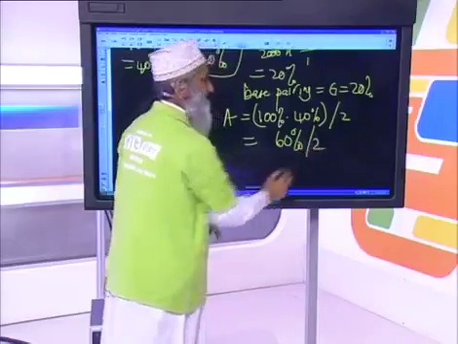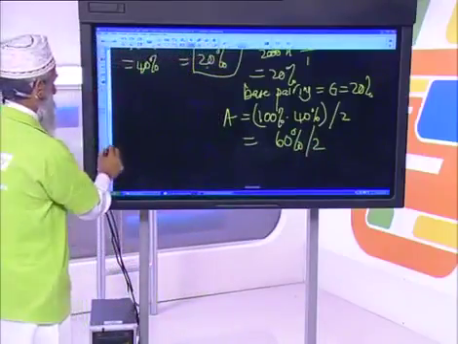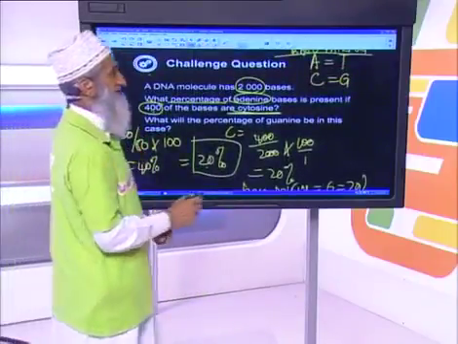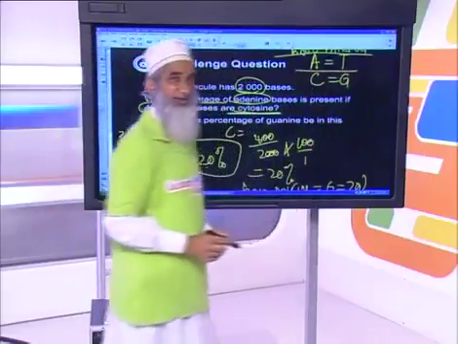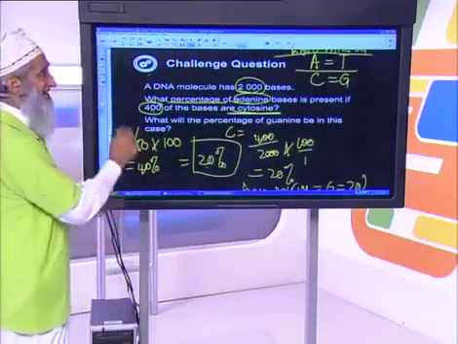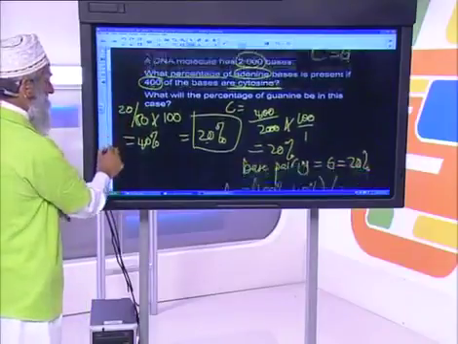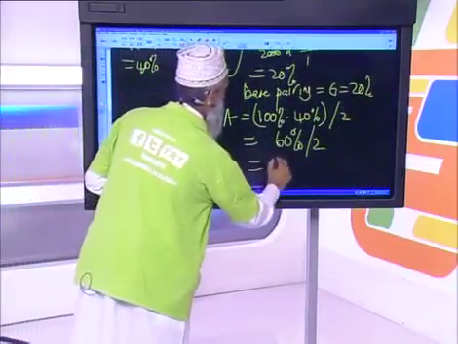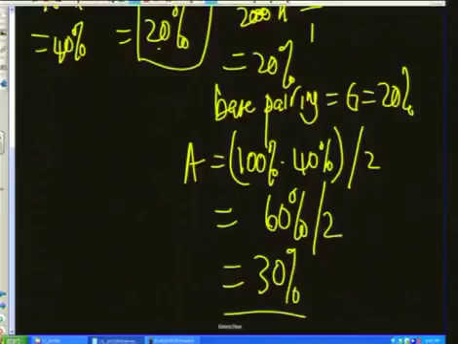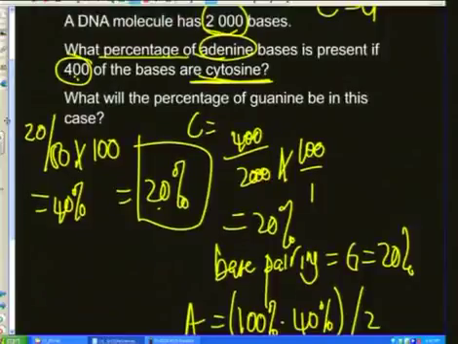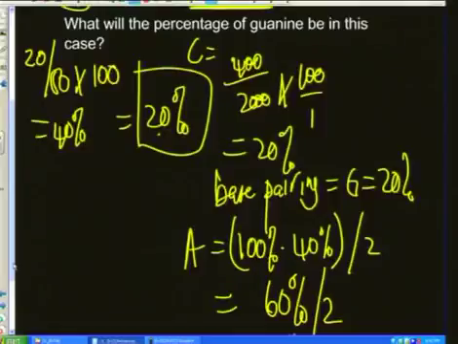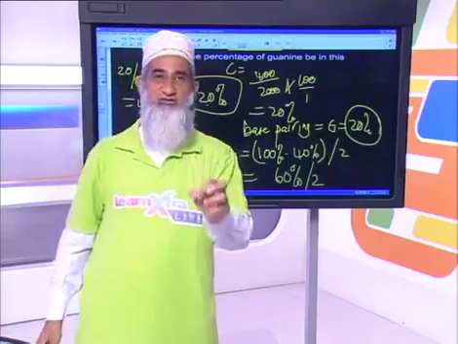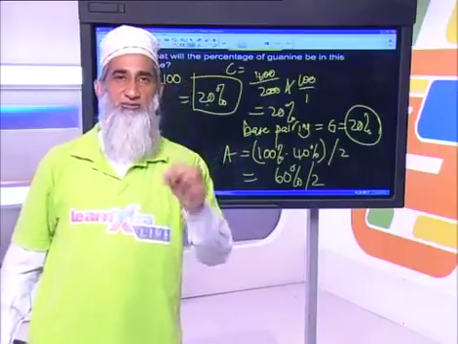Why are we dividing that by 2? Because we have 2 more nitrogenous bases to account for, and that is adenine and thymine. And they are also equal. So we divide it by 2, and therefore the answer is 30% adenine. The second question asks you, what will be the percentage of guanine? We've already worked that out. Because of base pairing, guanine is 20%.